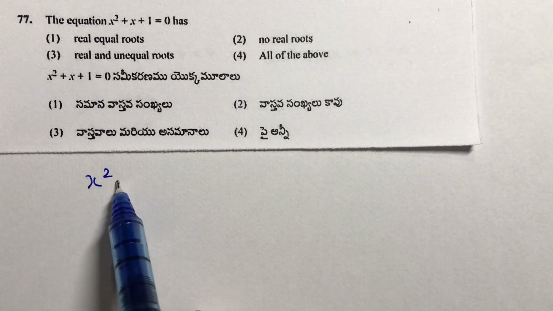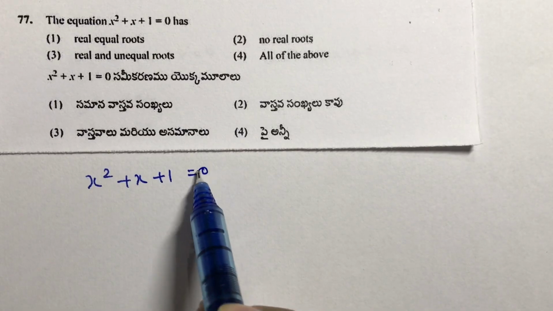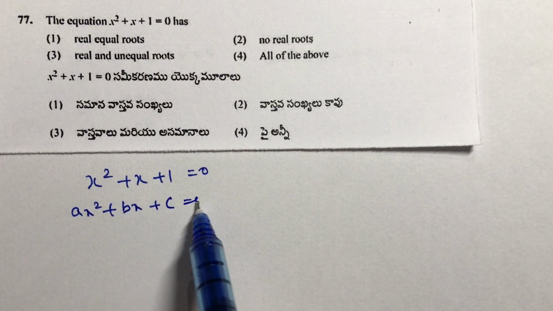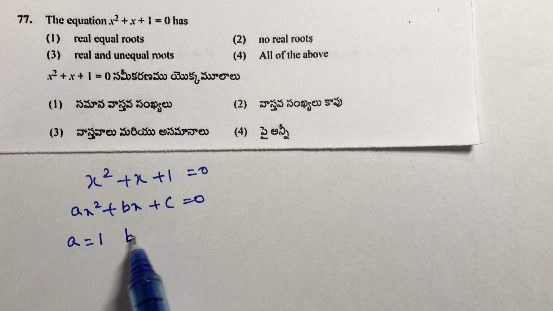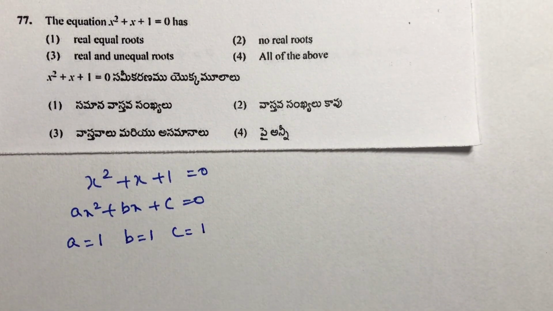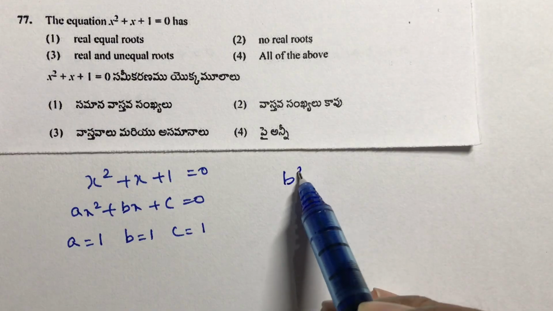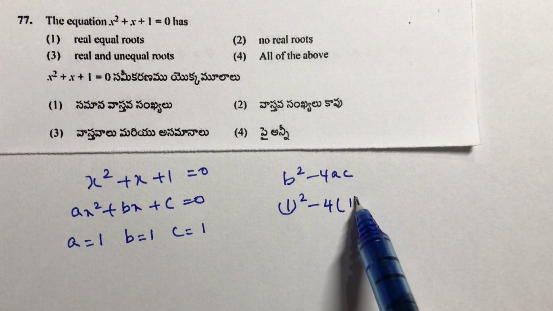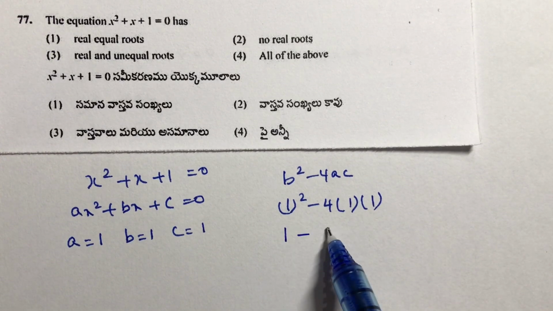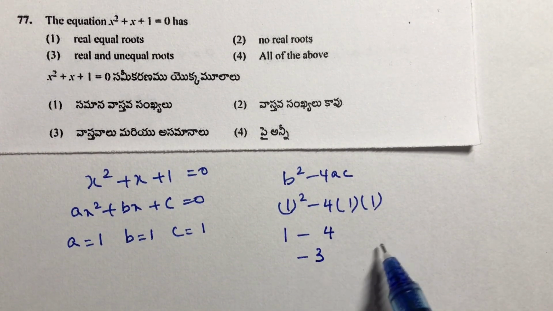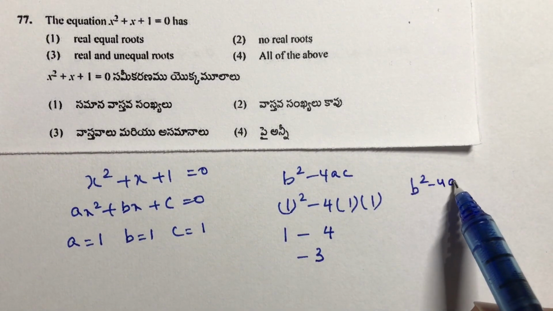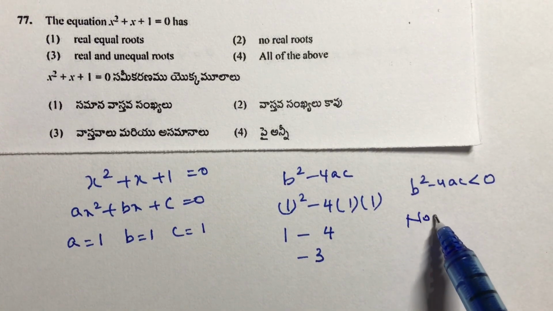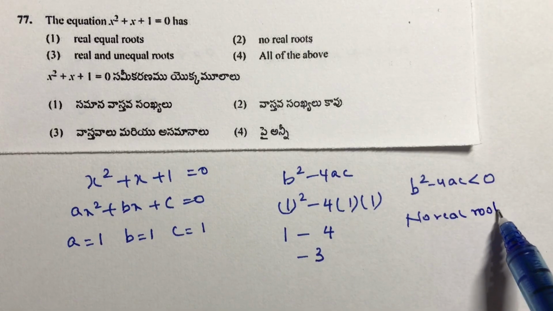The equation x square plus x plus 1 equals 0 has, here they are asking about the nature. Compare with the standard one, ax square plus bx plus c. The value of a is 1, b is 1, c is 1. To find the nature, find discriminant b square minus 4ac. So 1 square minus 4 into 1 into 1, 1 minus 4, which is minus 3. So b square minus 4ac is less than 0, so no real roots. So correct option is 2.